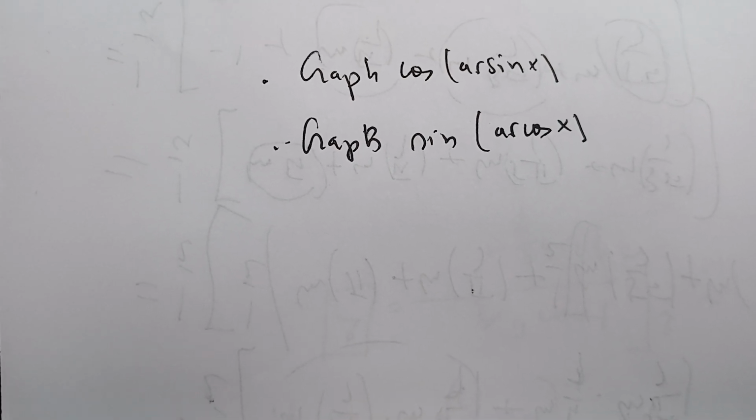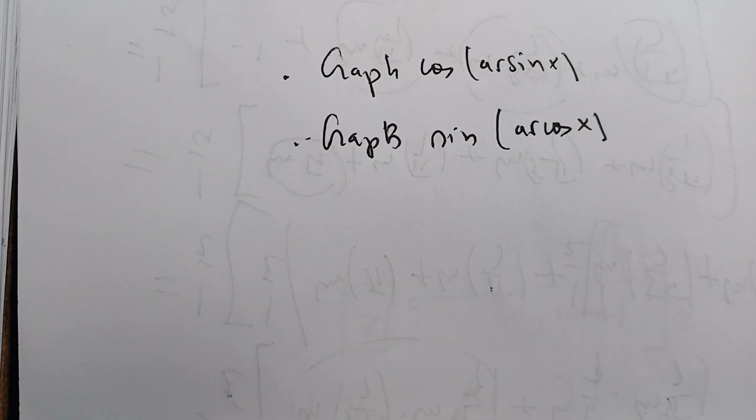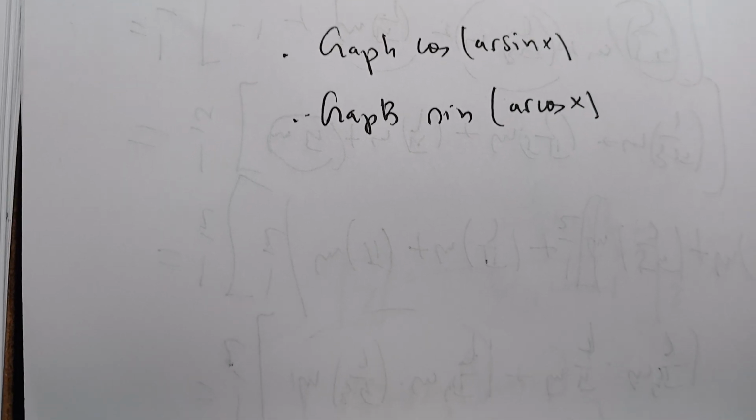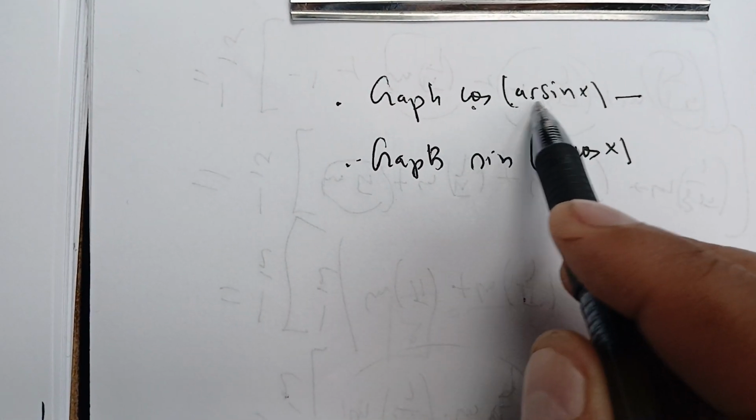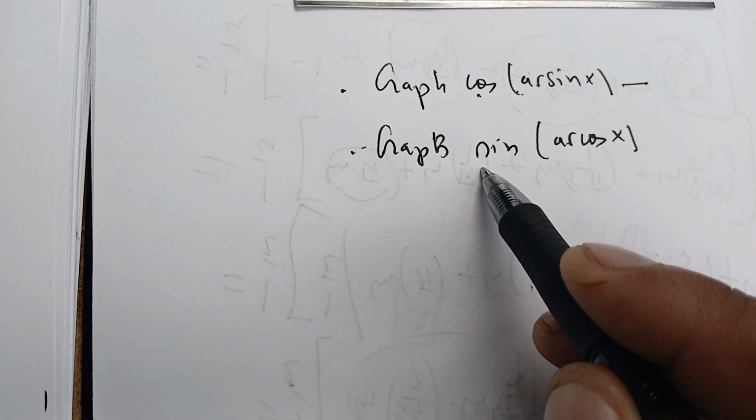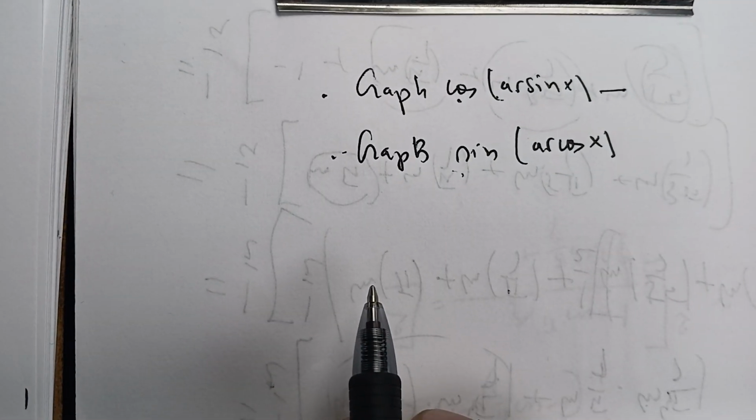In this video, we're gonna finish what we left from the last one. So we did graph this function, the cosine of the arcsine of x. Now we want to graph the sine of the arccosine of x.